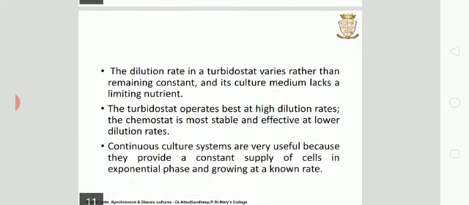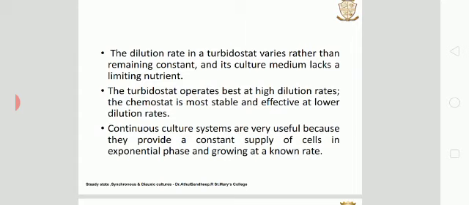Okay. The dilution rate in a turbidostat varies rather than remaining constant, and its culture medium lacks a limiting nutrient, but it is present in the chemostat. The turbidostat operates best at high dilution rates. The chemostat is most stable and effective at lower dilution rates.